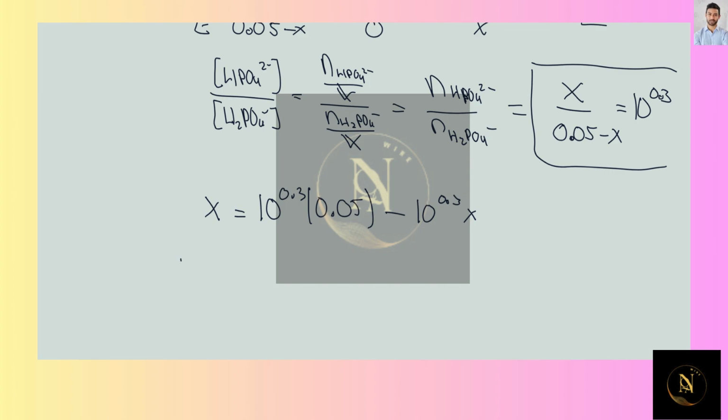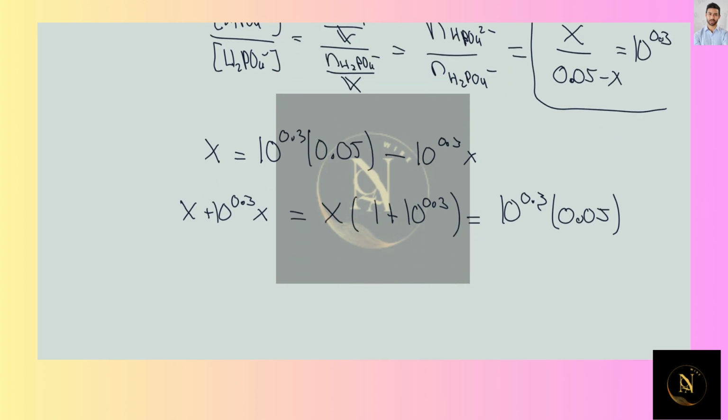Putting all of the x's on the same side, we're going to get x plus 10 to the 0.3 x. We can factorize the x on this side, so x times (1 plus 10 to the 0.3), and this is going to be equal to 10 to the 0.3 times 0.05. Perfect. So now with this, we can directly get the value for x. That is going to be 10 to the 0.3 times 0.05 divided by 1 plus 10 to the 0.3.